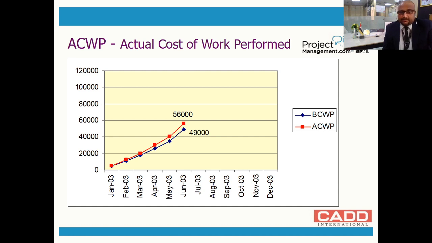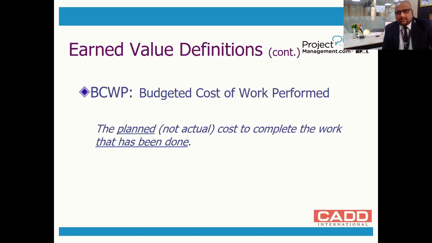And here is the graph. I have run a graph which is going slightly over the budget, and it shows that actually it was planned at 49,000, but we are going as per 56,000. So it's actually slightly over the budget.